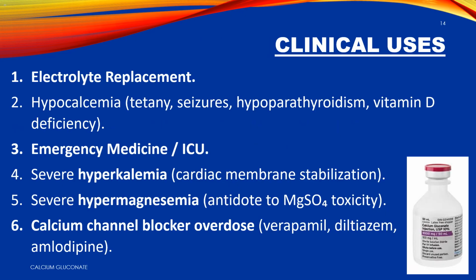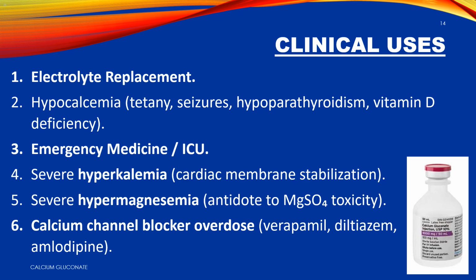Clinical uses of calcium gluconate. 1. Electrolyte replacement. Calcium gluconate is used to restore normal calcium levels in the body. 2. Hypocalcemia. It treats low calcium levels caused by conditions such as tetany, seizures, hypoparathyroidism, or vitamin D deficiency. 3. Emergency medicine (ICU). Calcium gluconate is critical in emergency situations, particularly in the intensive care unit. 4. Severe hyperkalemia. It stabilizes cardiac membranes in high potassium levels, reducing the risk of arrhythmias.